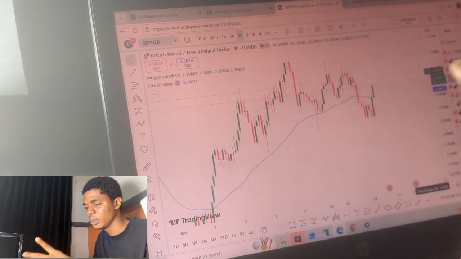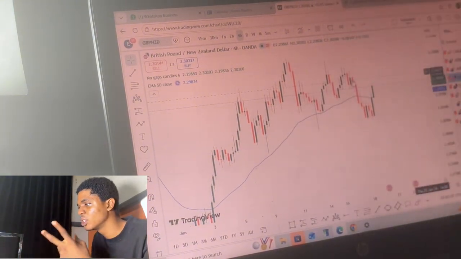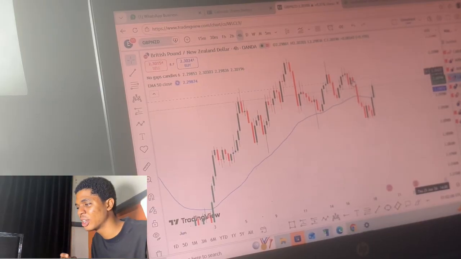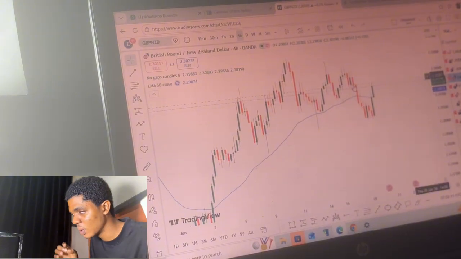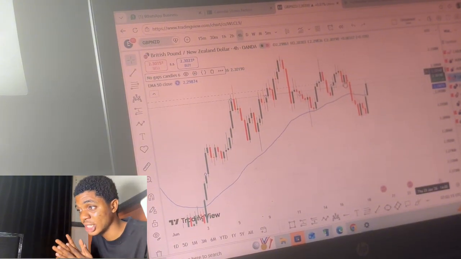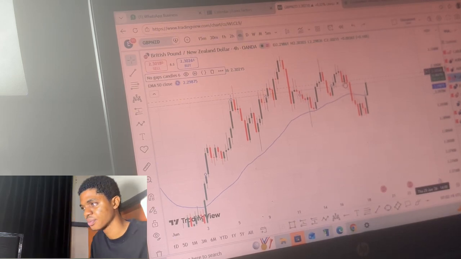So we calculate on the 4 hours time frame, we are bearish on the 4 hours time frame. Now we have 2 time frames telling us to go on the downside. Are you getting me? So now we've identified we are going to sell this trade.